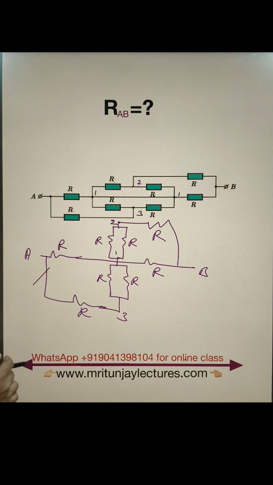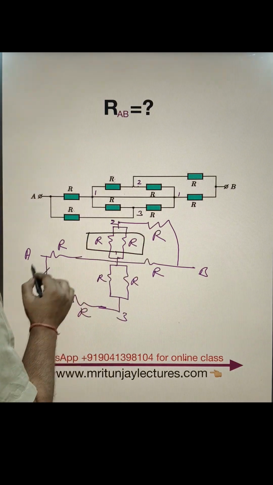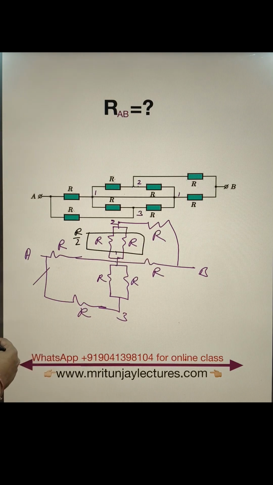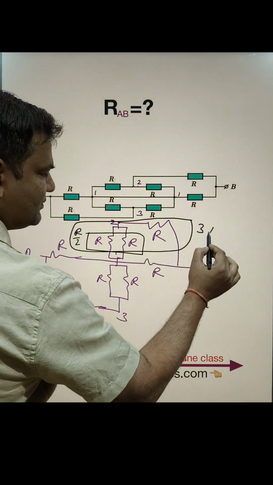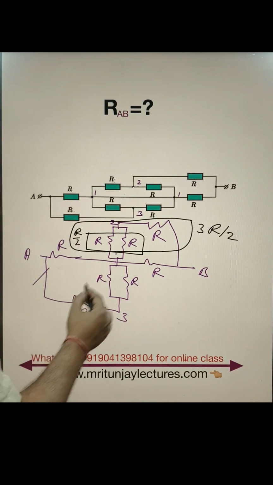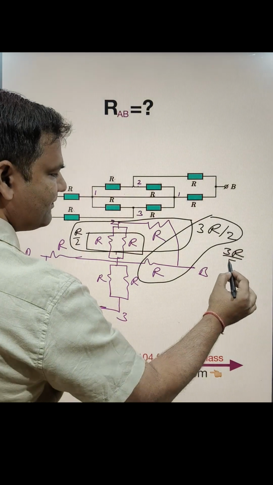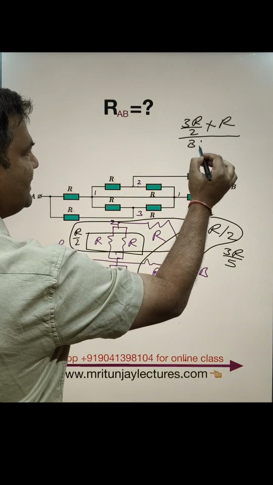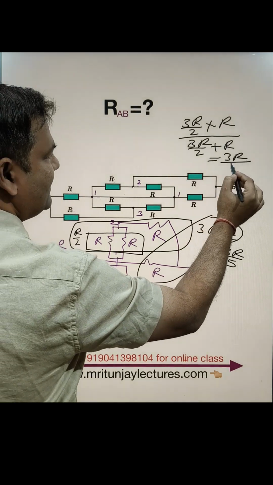Look here. These two are parallel, so same resistance, so R by 2. R by 2 and R in series. So the combination of these two is how much? 3R by 2. Okay, and 3R by 2 and R are parallel. So that one is simply 3R by 5. Otherwise, you can simply divide it as 3R by 2 plus R. So finally you can say that 3R divided by 5.